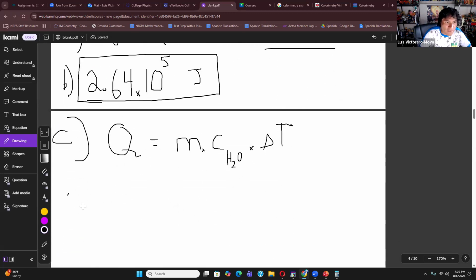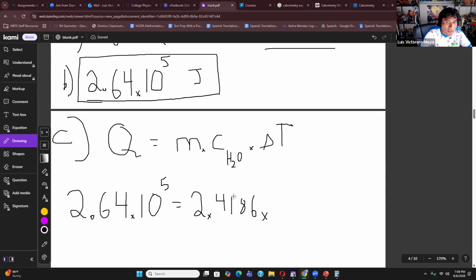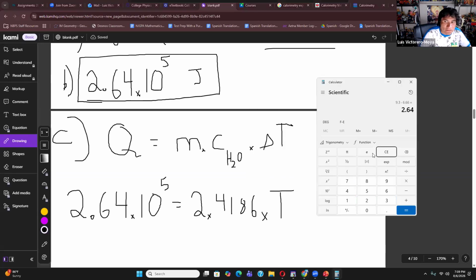So this energy is equal to 2 kilograms of water now, 4186, and the temperature difference is T final minus T initial, which is 0, basically T. Is that clear? That's how you find T final.